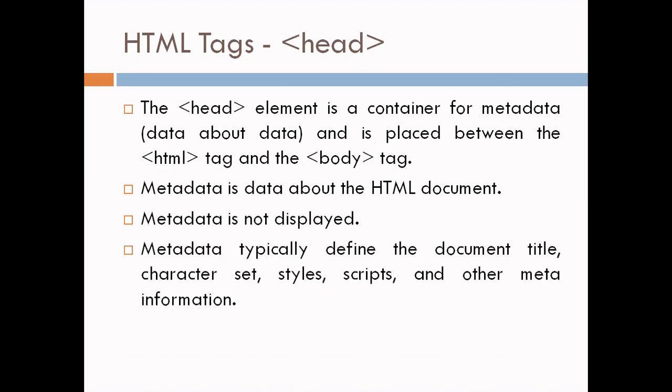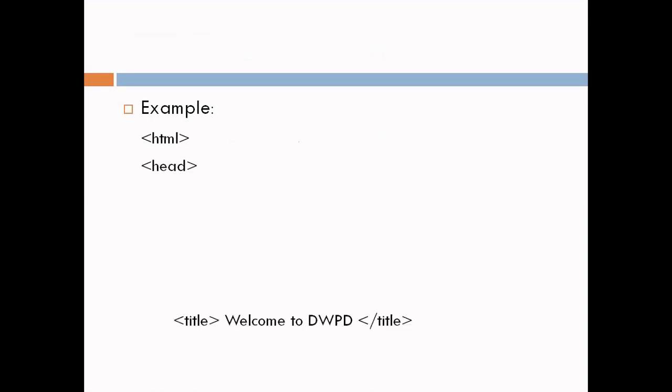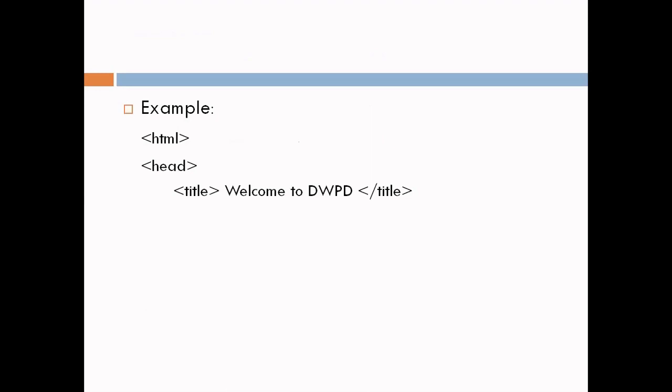Metadata typically defines the document title, character set, style, script, and other meta information. Suppose a web page contains a title which is displayed as the title of the browser. That can be set with the help of the title tag. The title tag must be written inside the head tag. So the example is the HTML tag, that is our starting tag, then the head tag, then we write the title tag. So title, then welcome to DWPD, then the closing title tag, then the closing head tag.